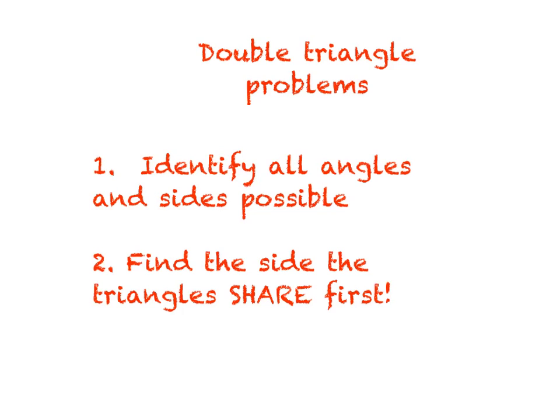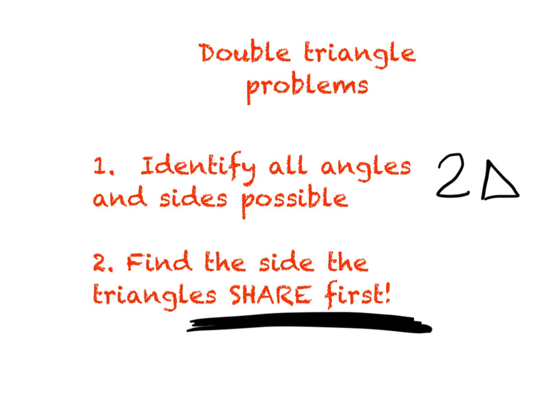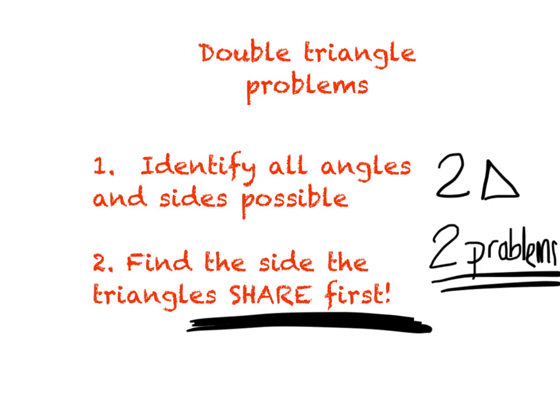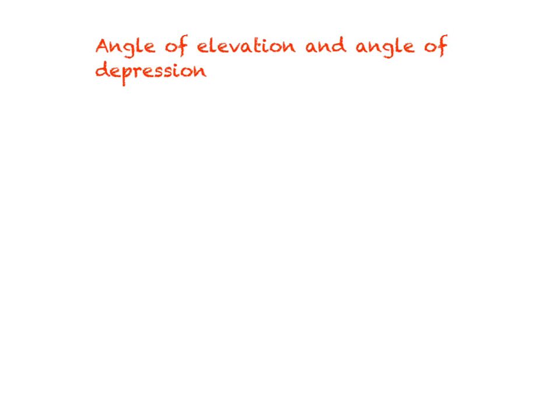So let's go ahead and get this in our notes. First, you want to identify all angles and sides possible. Once you've done that, your second step is to find the side that they share first. And that's huge. You've got to get that one that they share first, and then you can go answer the question. When you have two triangles, you definitely have to do two problems. Again, these are wordy and a little on the long side, so pace yourself tonight.